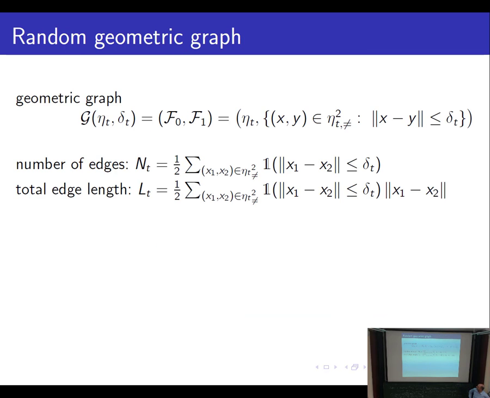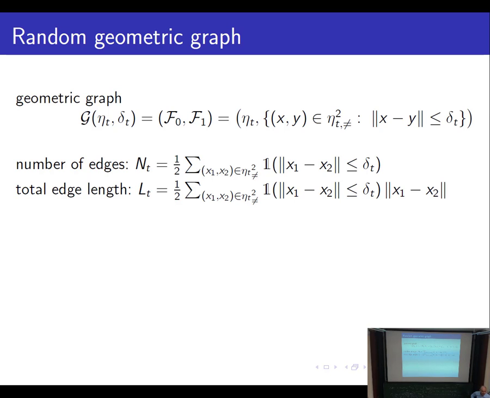So we have a graph given by a certain number of vertices and a number of edges, and the vertices are all points of a Poisson point process, and the edges are all connections between two points if the distance between the two points is bounded by a certain parameter, which is called delta. The small t in eta_t and delta_t means that we have an underlying intensity t for the Poisson point process, and the delta also depends on this t. Then the first, more or less immediate, questions are the number of edges and the total edge length.